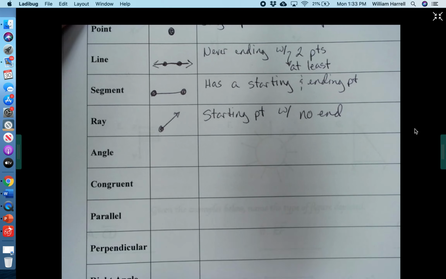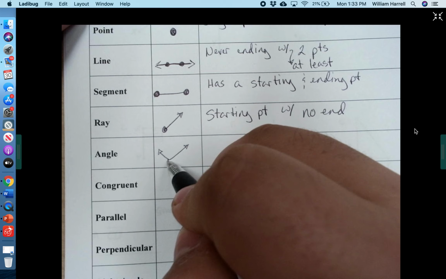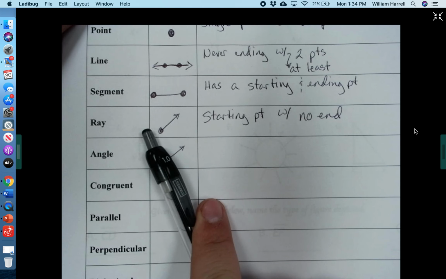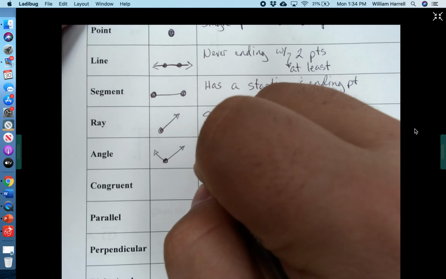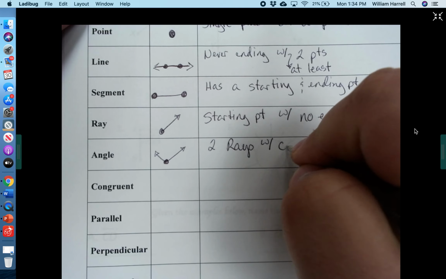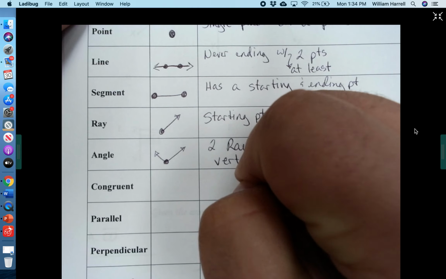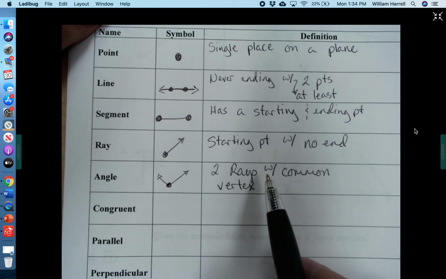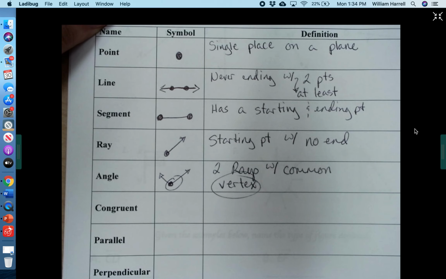An angle, if you want to think of this and create your own definition, you have a ray on the left, you have a ray on the right, they meet at this particular point called a vertex. So an angle is just 2 rays with a common vertex. Out of everything I've listed so far, vertex is probably the most important.